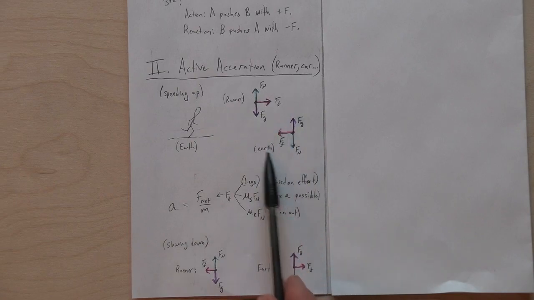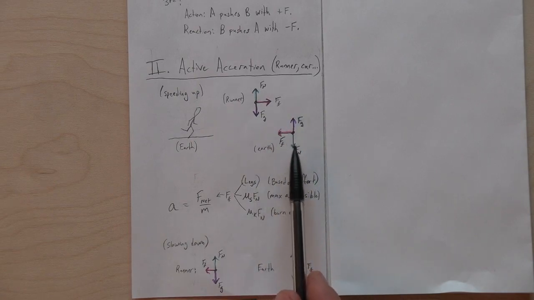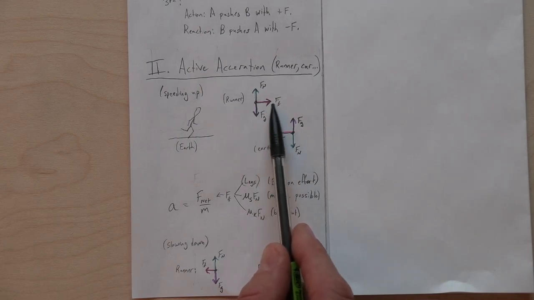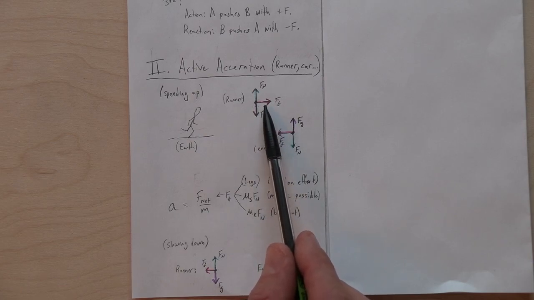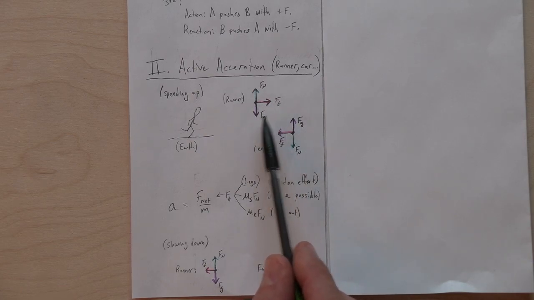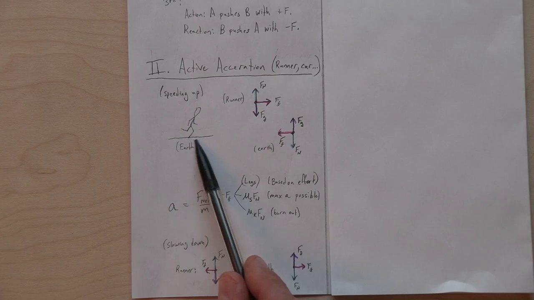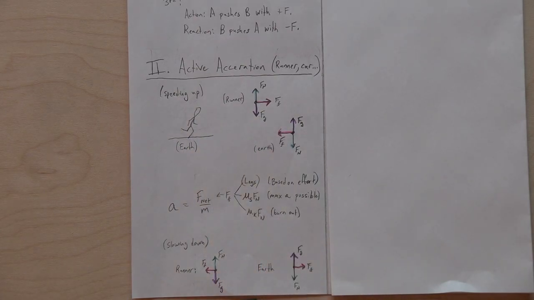So this is the force diagram on the Earth. Again, third law: runner pushes Earth back, Earth pushes runner forward. That's the forward force coming from pushing the Earth back, and it's friction, right? You grease up the surface here and the runner slips and doesn't go anywhere. So it's friction that's pushing the runner forward and making them speed up.